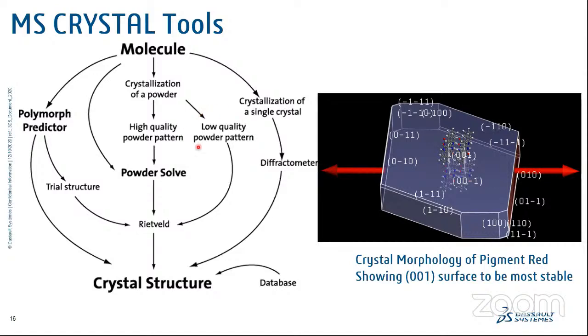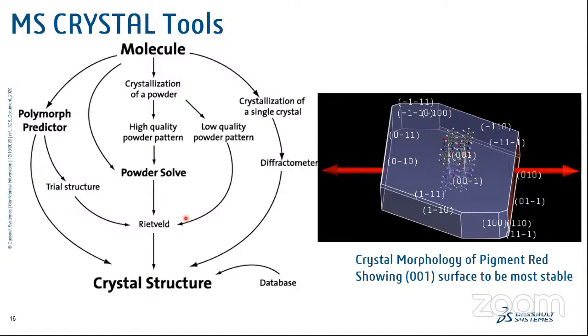And in order to solve the powder pattern, you need to do something called a refinement method. So it can be Rietveld, or a program like Excel. So Material Studio has a Reflex powder solve module. Reflex is a module which does a lot of crystallography data analysis. One of them is called powder solve.